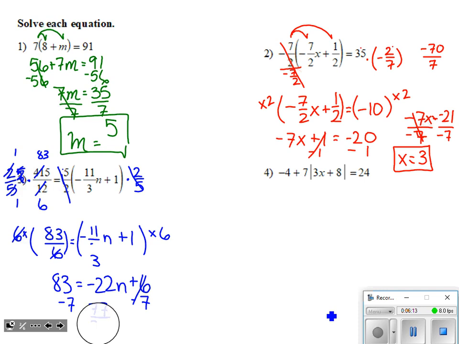Oh, I'm skipping steps here. That was a 22. So I'm at the point where I have 77 equals negative 22n. That's what I meant to write. Then I'm going to divide out the negative 22 and simplify for my answer. N equals negative 7 over 2.